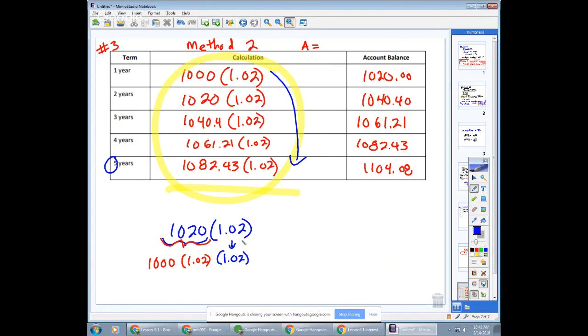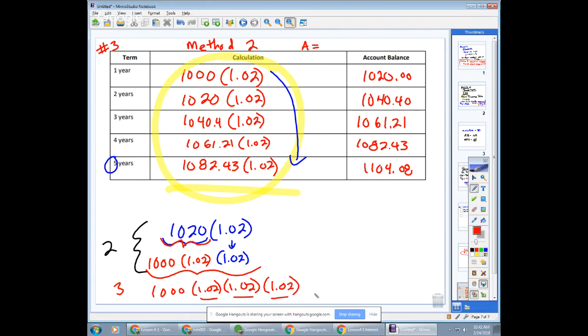How do we move on to do year 3? So this calculation right there is year 2. In year 3, I take whatever I got in year 2, which is this mess right here before I plug it into my calculator. And I'm going to multiply by another 1.02. So mathematically, what's the shorthand for multiplying by the same number 3 times in a row? It's an exponent, right? So this would be 1,000 times what? 1.02 to the third power.